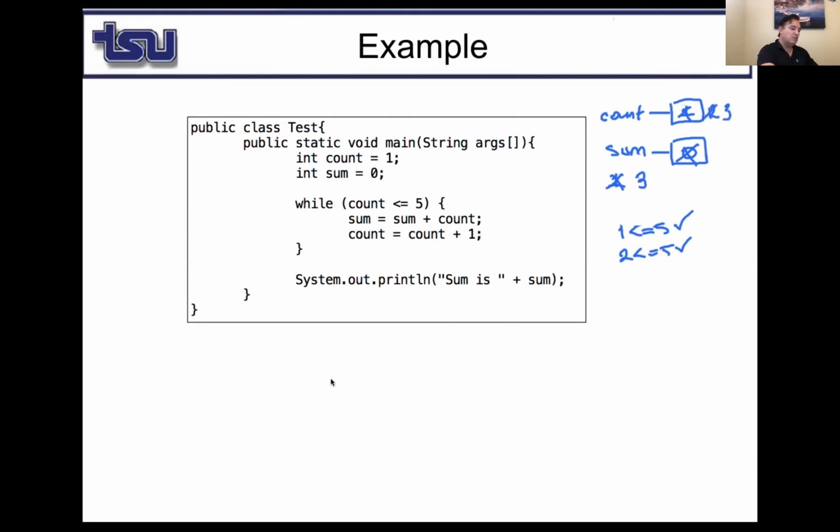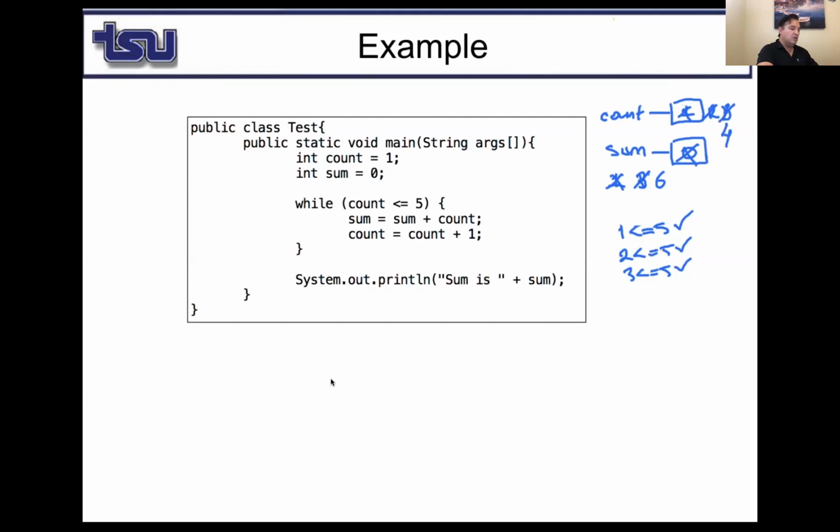Then I will go back to the beginning of the while loop. This time the condition is 3 less than or equal to 5. This is still true. I will go and do sum is equal to sum plus count. Sum used to be 3, count is 3, 3 plus 3 is 6. So this becomes 6. And count becomes count plus 1, so it becomes 4 here.